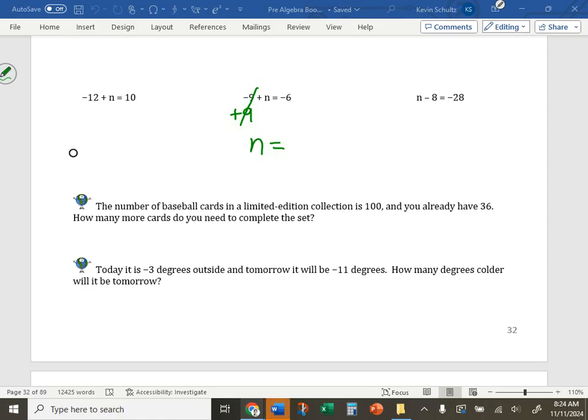And what is negative 6 plus 9? 3. Does this work? Is negative 9 plus 3 equal to negative 6? Yes, it is. Okay? Great.